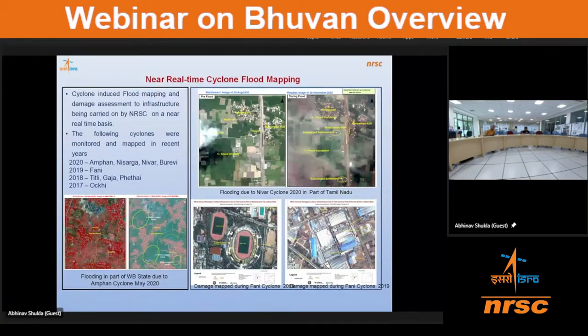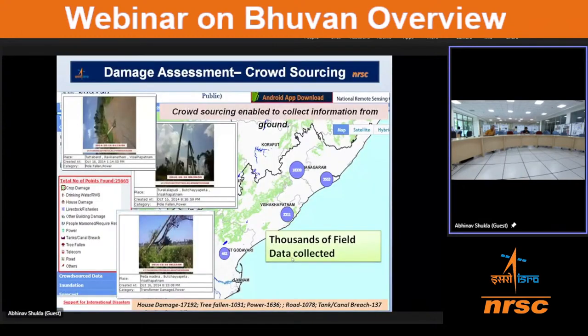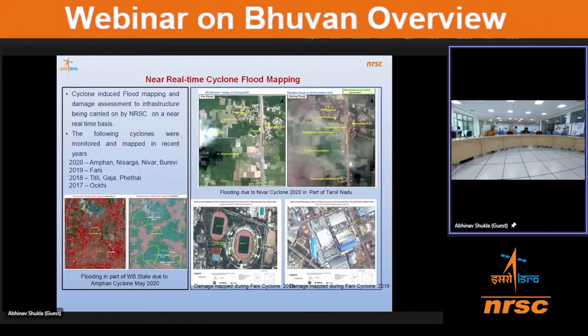During times of cyclone, you also do the infrastructure damage assessment, wherein all the infrastructures that are impacted are mapped and given to the concerned agencies. For this example, this is the Kalinga Stadium in Odisha, wherein the rooftops of the Kalinga Stadium were blown away and this information was immediately passed on. And more importantly, all the industries which were affected in the Khordha district due to Fani cyclone were also mapped together and this information was also passed on.